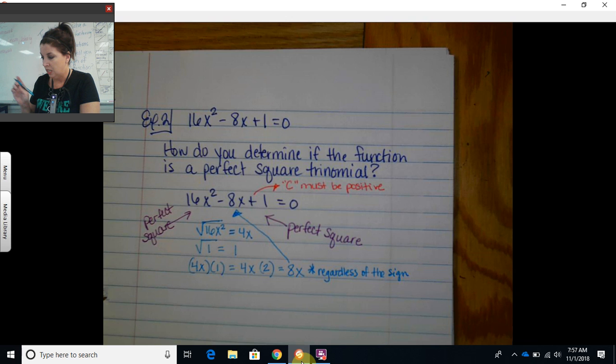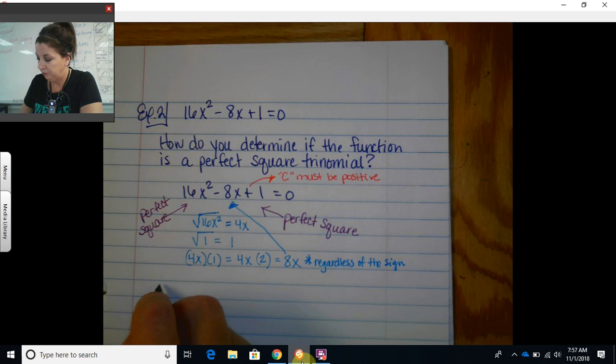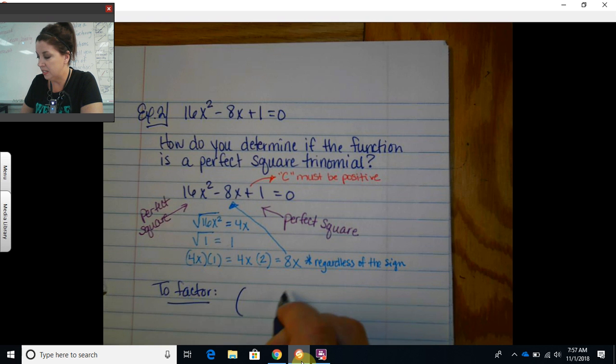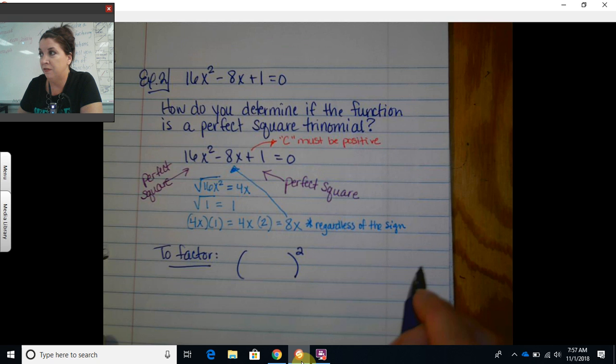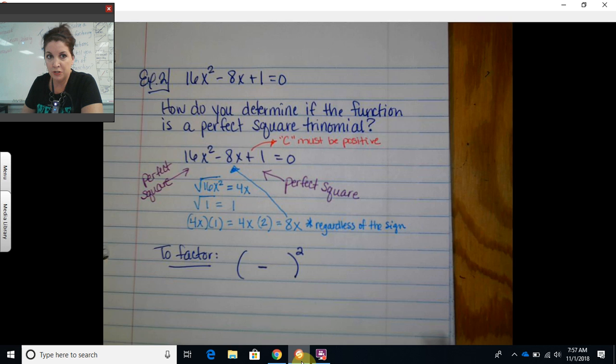So if it is a perfect square trinomial, to factor it, the shortcut way, make yourself one set of parentheses. You must square it, because that means you're going to have two identical factors. If you forget to put that squared, that means you only have one factor, and that's not the case. Okay? The sign of b is the sign that you will use between the first term and the second term.